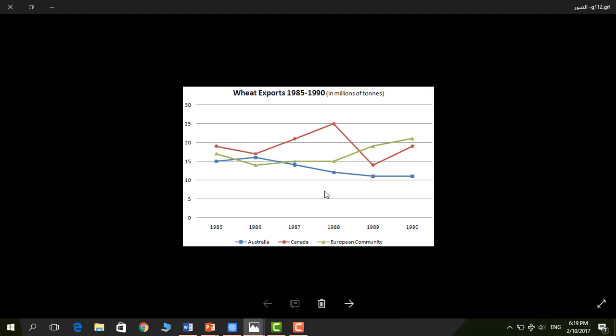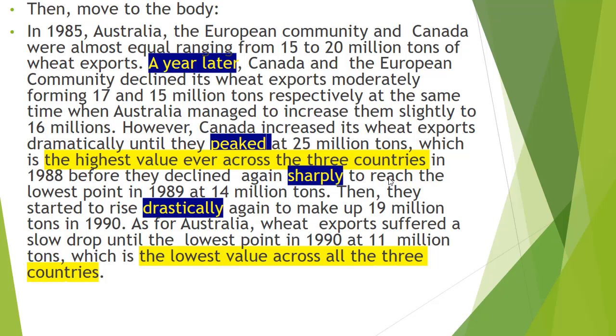Then what happened next? Australia declined. What kind of decline is this? As for Australia, wheat exports suffered a slow drop till the lowest point in 1990 at 11 million tons, which is the lowest value across the three countries, okay? Which is the lowest value across the three countries. Again, this point is very important because it compares everything together.